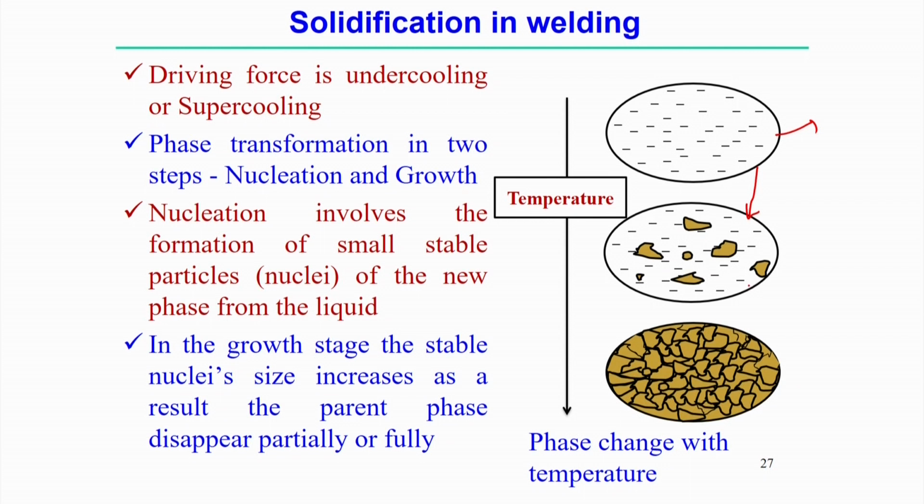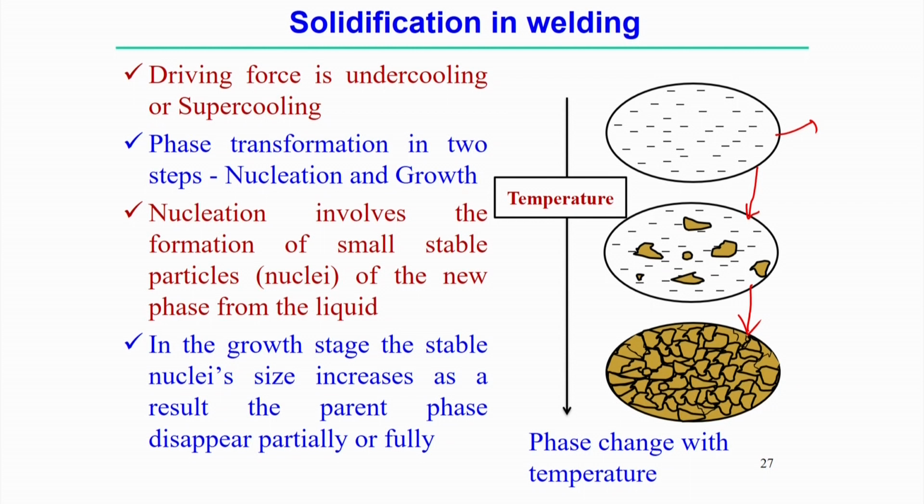And after a certain point, when it crosses the solidus temperature, it consists of all solid particles. Afterwards the solid particles may also grow and try to completely replace the liquid phase, the molten metal. So, in the growth stage the stable nucleus size mainly increases at the expense of the parent phase, and that parent phase, the liquid phase, gradually disappears. Initially it partially disappears and gradually completely disappears.